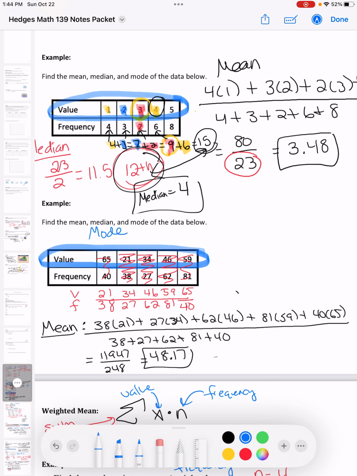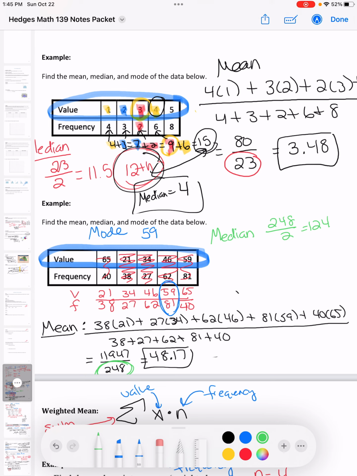The mode is the number with the highest frequency. So the highest frequency was 81. So the mode is 59. All right. The most challenging one here is going to be the median. It's the middle number. And we've got them in order from smallest to largest, so that's good. So we know there are a total of 248 numbers because we already found that with the mean. So I'm going to divide that in half. So that gives me 124.